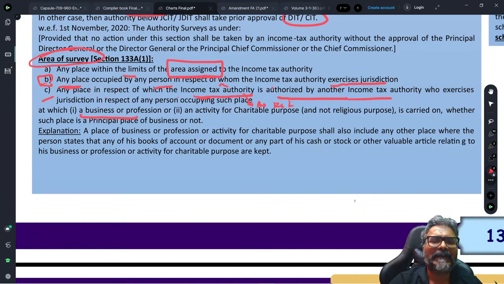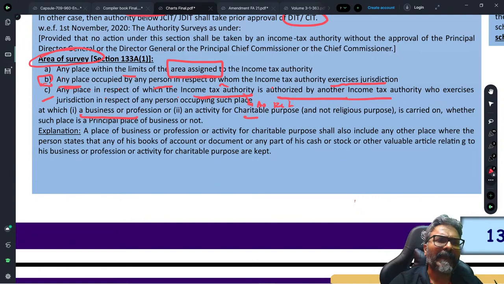The other one is, students, the activity for charitable purpose, where the activity is undertaken for charitable purpose but not the religious purpose, students. But not what? The religious purpose. So here we will say that these are the places wherein the survey can be undertaken.